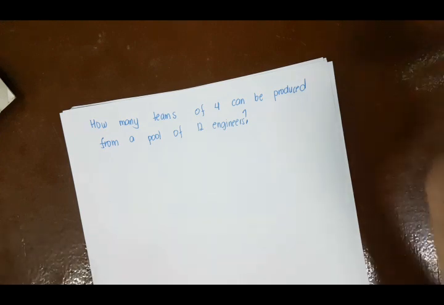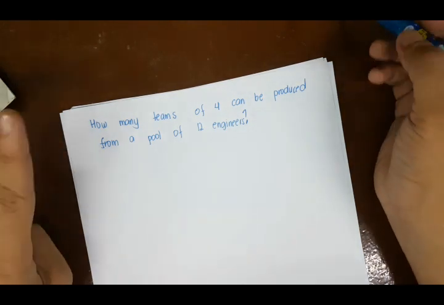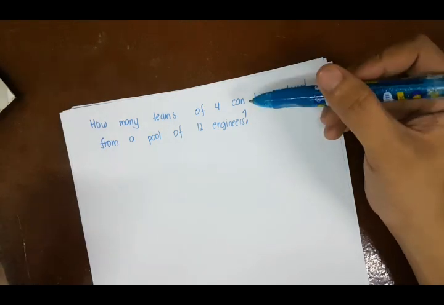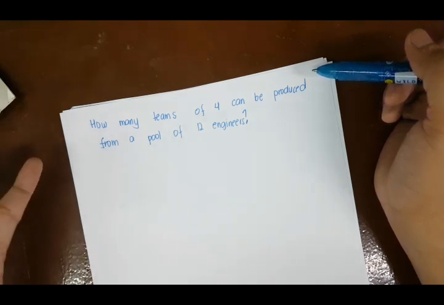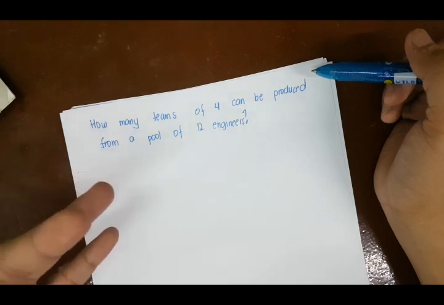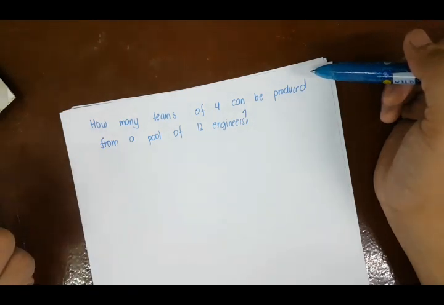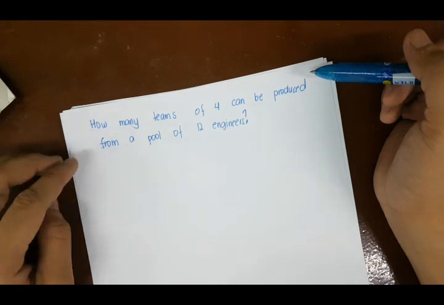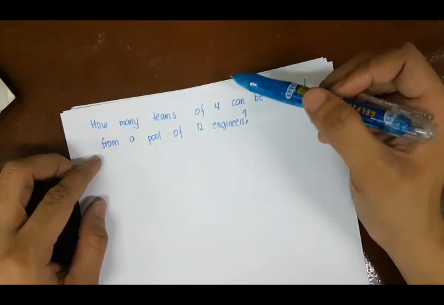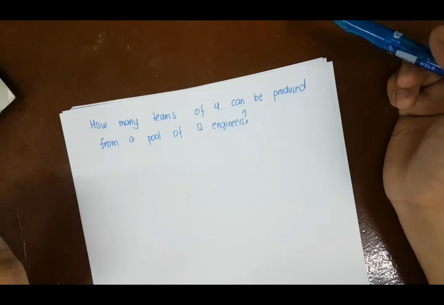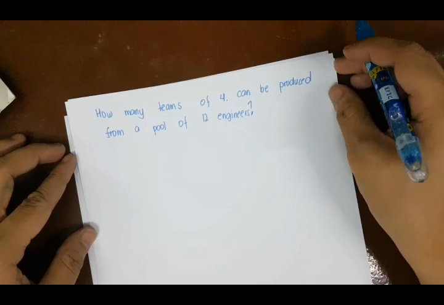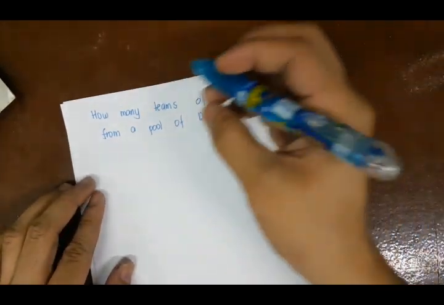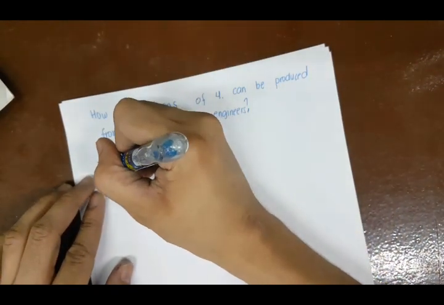Okay, so notice that in this problem, if you list 12 engineers, let's say we have Santos, we have Velasco, Reyes, or Vertusio, the order of them does not matter as long as you form teams of 4. Again, the order does not matter here. So we are going to use the formula for combination.